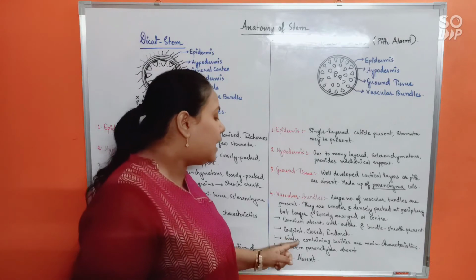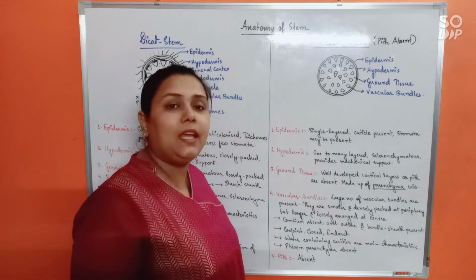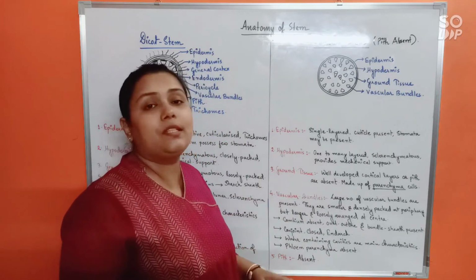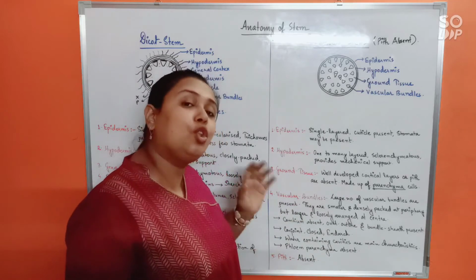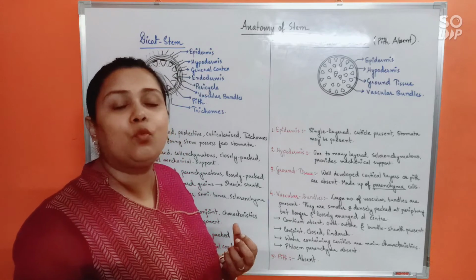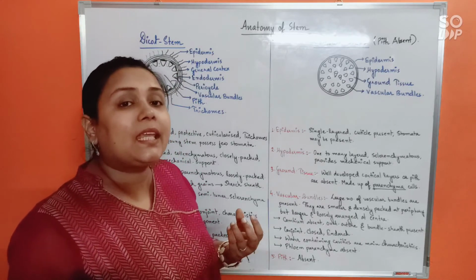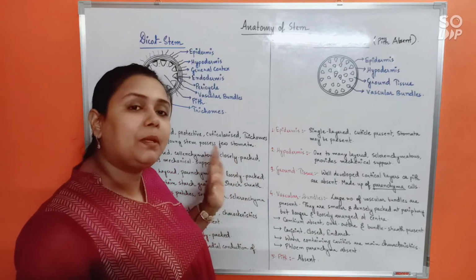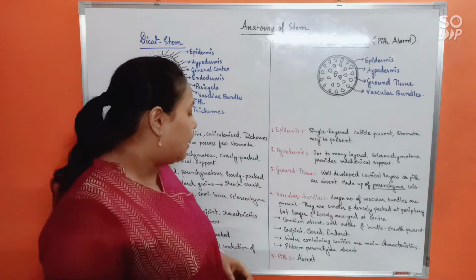Next, water containing cavities are present, which is one of the main characteristics. So in monocots, this is something of a speciality which is not found in the dicots. In the case of monocot stems, there are some water containing cavities found in their anatomy which are completely missing in the dicots.